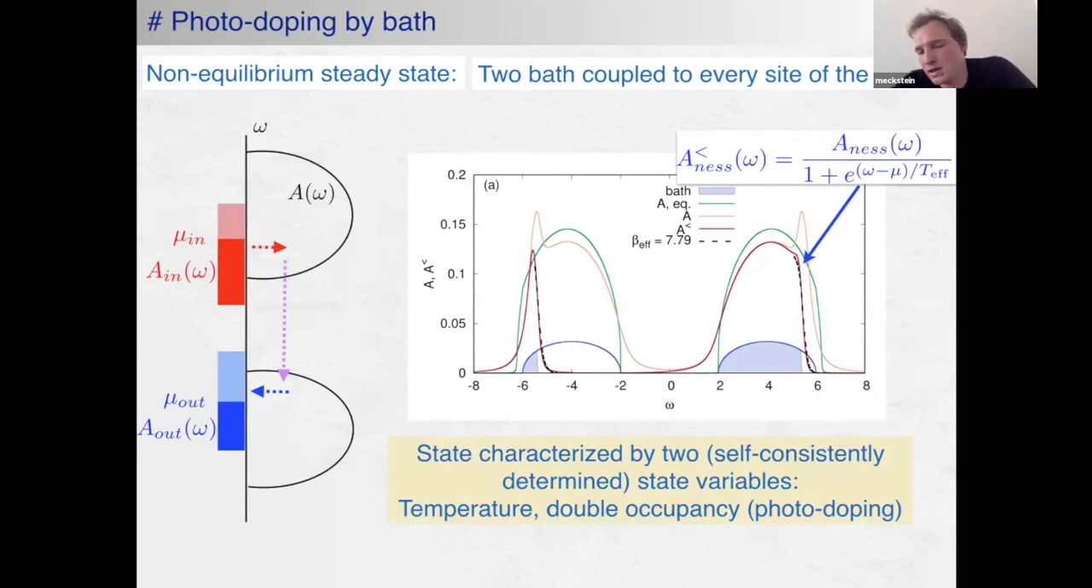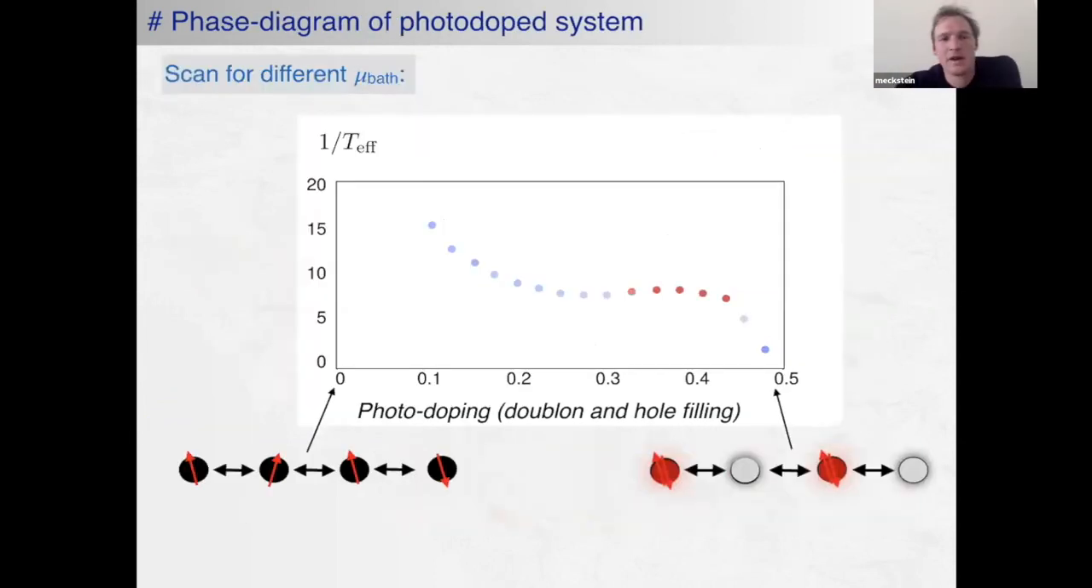So you would say that the state which is established is one which has more or less a distribution function with a chemical potential and a temperature in the upper and lower band, but a separate chemical potential for the upper and lower band. So this is the state which is established by this procedure. And now we can scan the parameters of this bath to generate different steady states. This is what is done in this plot here.